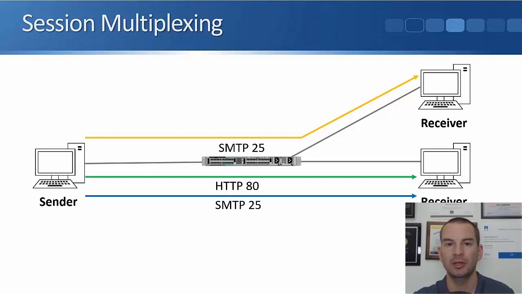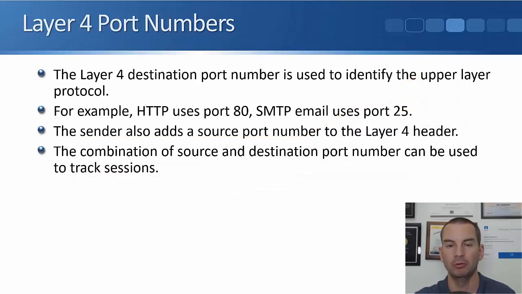So when the traffic comes into the receiver, how does it know which application this traffic is for? Is it for its web server application or is it for its email server application? The way it knows is with the layer 4 port numbers. For example, HTTP web traffic uses port 80, SMTP email uses port 25. We'll talk about some of the other common port numbers at the end of the lecture as well.